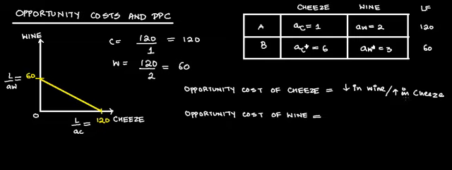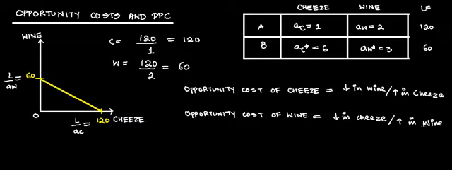Opportunity cost of wine is in terms of cheese. So if you're producing more of wine, you will be producing less of cheese because you have limited resources, and you can either use these resources in order to produce wine or cheese. If you're producing more of wine, you have to produce less of cheese. So this is decrease in cheese production upon increase in wine production.